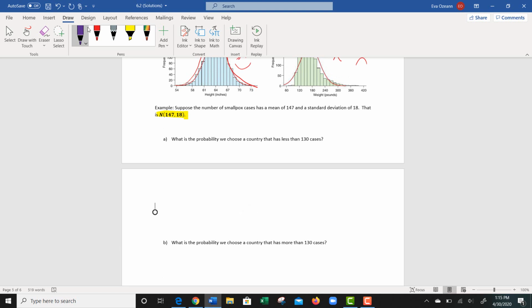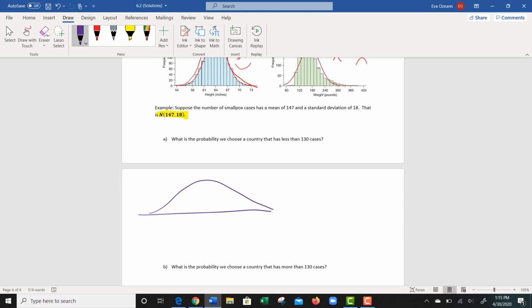So let's see. First, I always start these by drawing a curve, or a better curve. There we go. And I always like to put 147. Then I always like to go one standard deviation above and below, and then another standard deviation above and below. So if I do 147 plus 18, that's going to go out to 165. And then if I do one below, that's going to go down to 129.